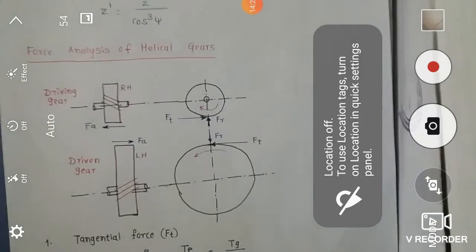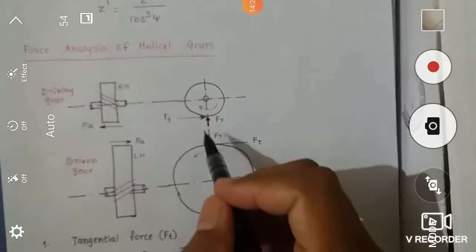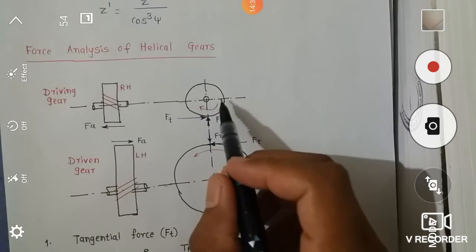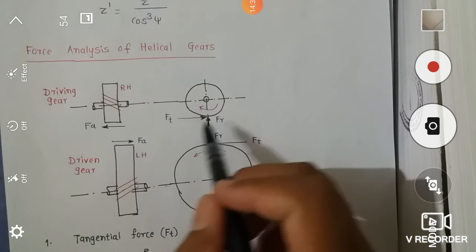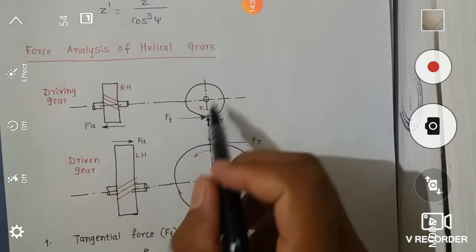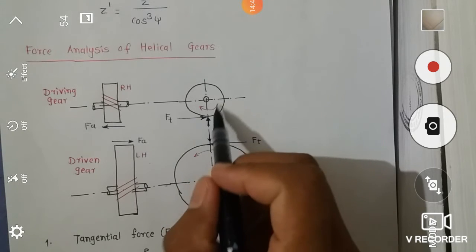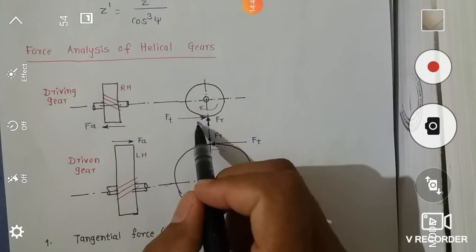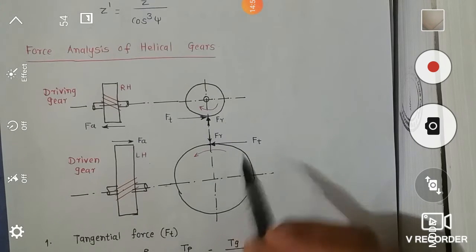Then if we mark the direction for tangential force, observe which is the driving member. In case of this diagram, this is the driving member, so observe the direction of rotation. In this case, this is clockwise direction, and mark the tangential force which opposes this direction of rotation. So if we want to oppose this direction of rotation, this is the arrowhead. So this is the tangential force, and in case of the driven gear, this is opposite.